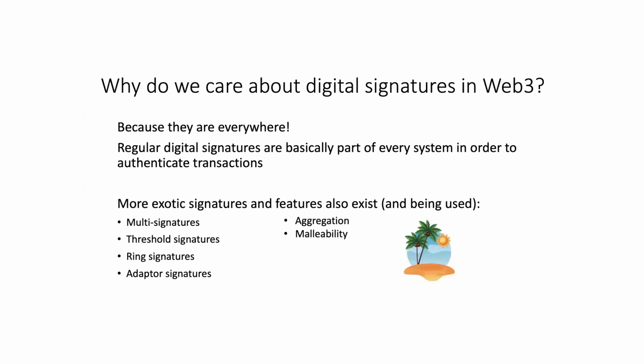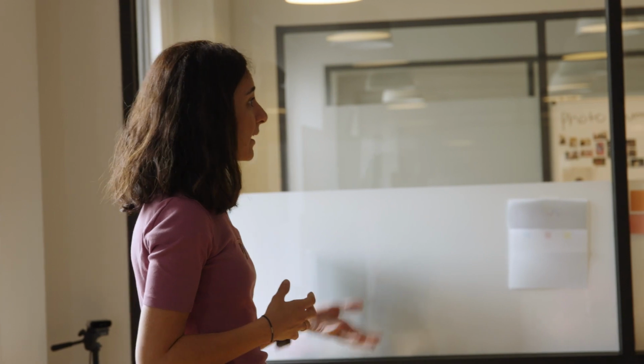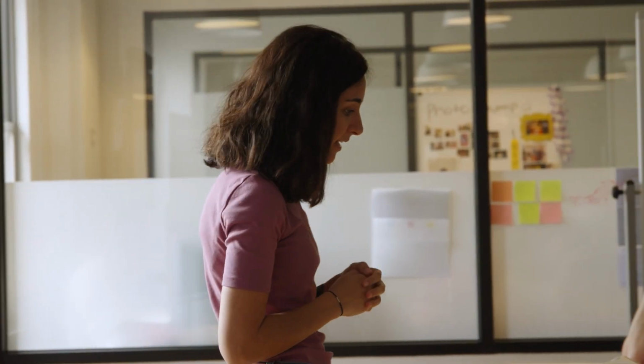Beyond the basic use of digital signatures, we've seen many more exotic, as I want to call them, digital signature schemes that appeared in the blockchain space. We have schemes like multi-signatures, threshold signatures, ring signatures, adapter signatures, and we also care a lot about certain properties or features of digital signatures like malleability and aggregation.